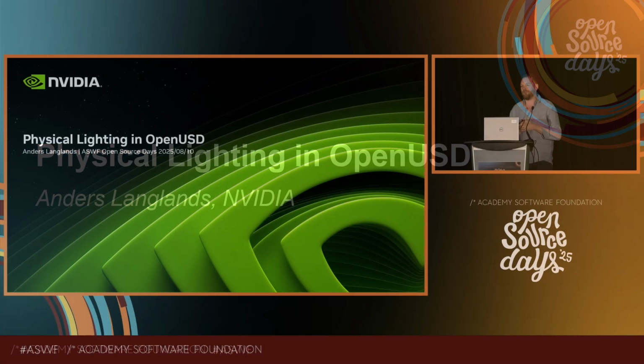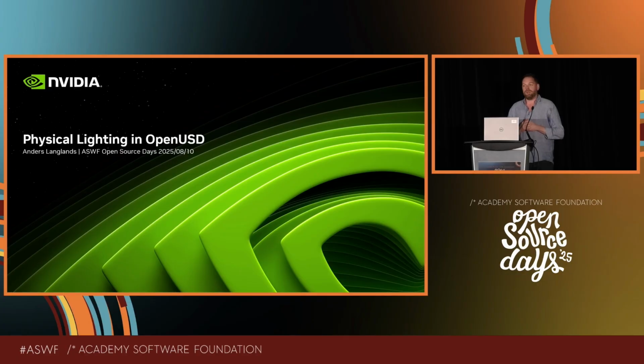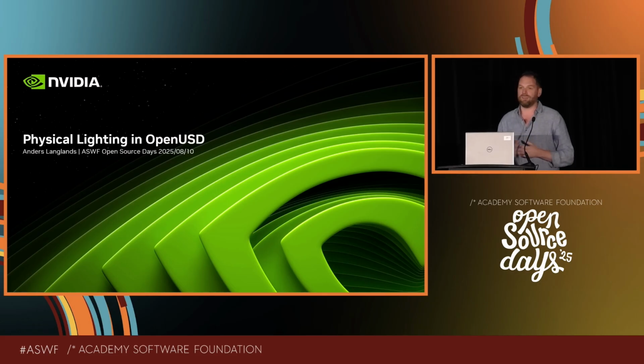For those of you who don't know me, my name is Langlands. I'm product manager for rendering and materials in NVIDIA's Omniverse platform, which is our platform for simulation for training robotic agents. Before that, I was a visual effects supervisor at Weta for many years. So I care a great deal about physically accurate lighting and materials.